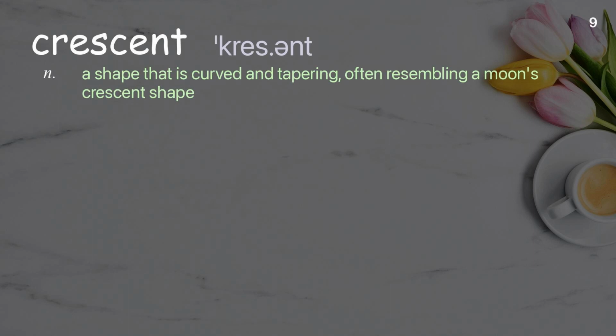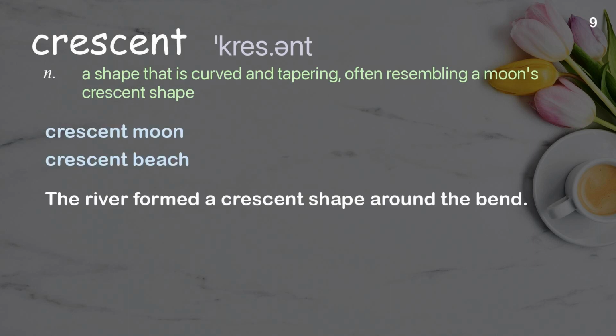Crescent. A shape that is curved and tapering, often resembling a moon's crescent shape. Examples: Crescent moon. Crescent beach. The river formed a crescent shape around the bend.